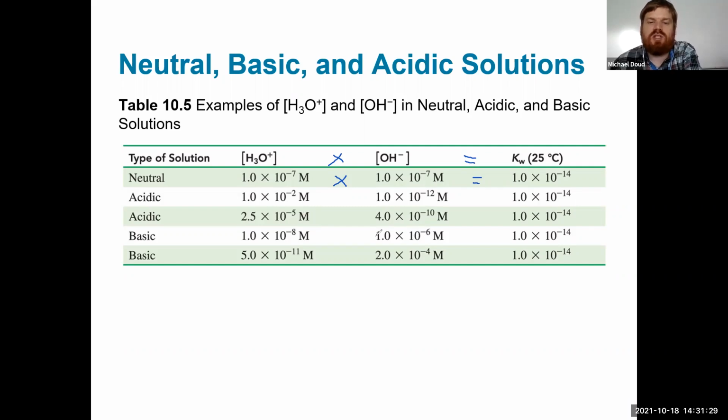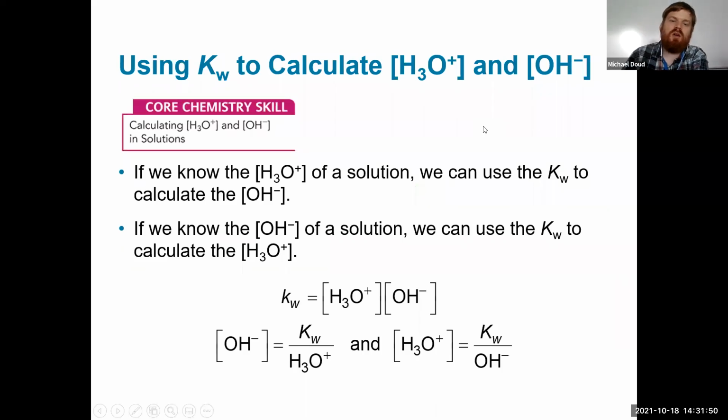For the basic concentrations, for example, if we have 1.0 times 10 to the negative 6th molar hydroxide ion, that's greater than 10 to the negative 7th. So again, that is also basic in this case. And then finally, 10 to the negative 4th being greater than 10 to the negative 7th, that is also basic, because that's the hydroxide ion.